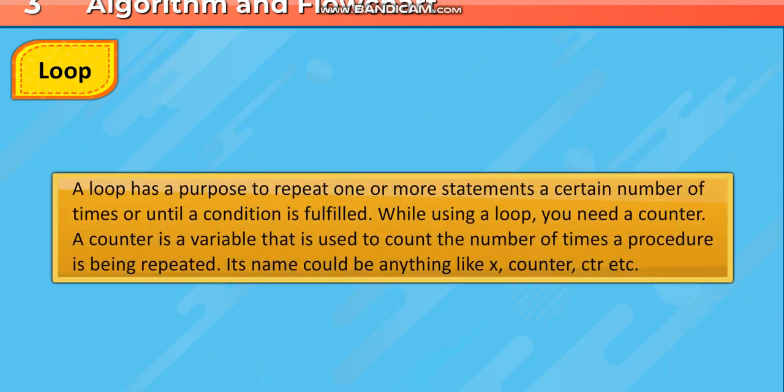Loop. A loop has a purpose to repeat one or more statements a certain number of times or until a condition is fulfilled. While using a loop, you need a counter. A counter is a variable that is used to count the number of times a procedure is being repeated. Its name could be anything like x, counter, CTR, etc.